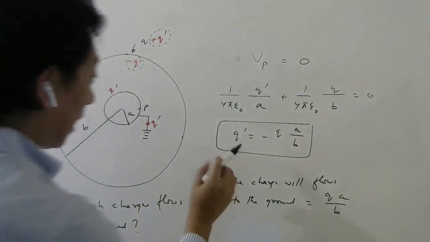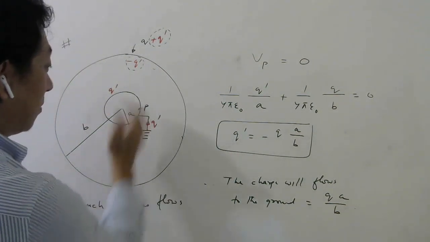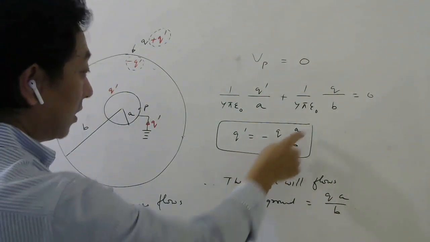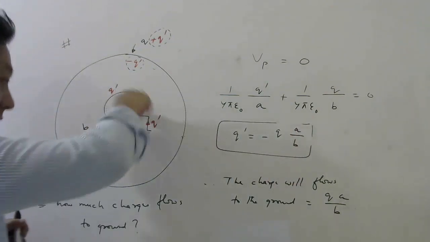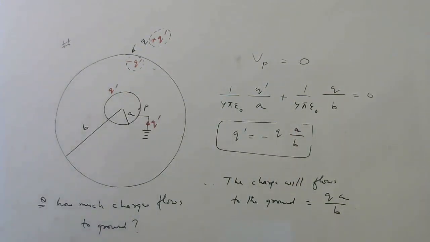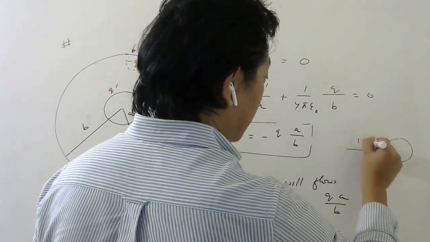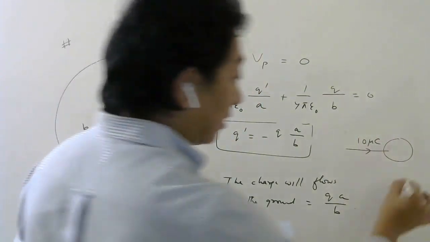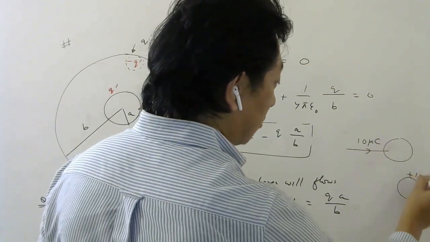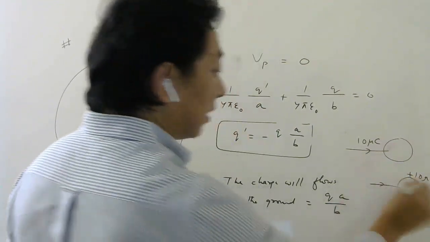Because negative, I assume charge is coming this way, but I got negative answer. So that means this much charge is actually going this way. Understood, students? I hope you are not confused. If I say 10 microcoulomb is coming, then this will be how much charge? Plus 10 microcoulomb. Correct, na?